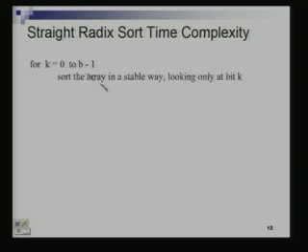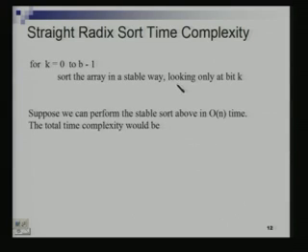Okay. So, let us figure out what the time complexity is. For k equals 0 to b minus 1, we are sorting the array in a stable way, looking only at the kth bit. So, suppose this could be performed in order n time, then the total time complexity would be order bn. Provided we can do this sorting in order n time.